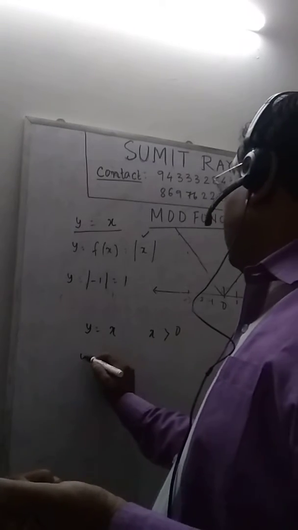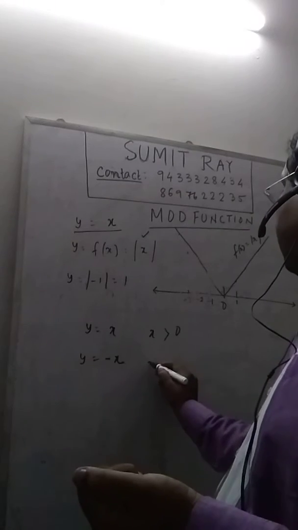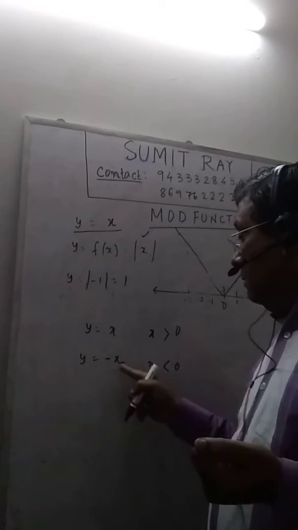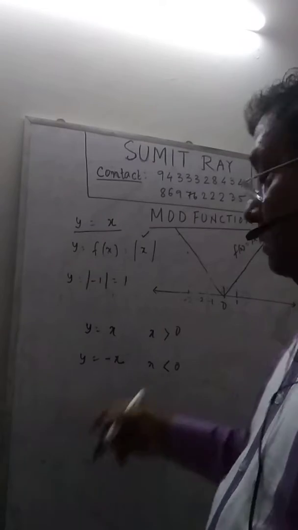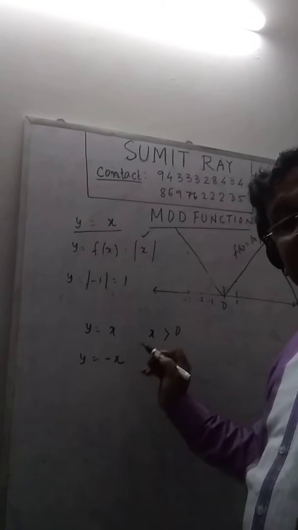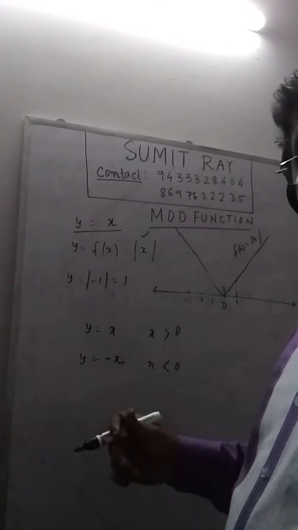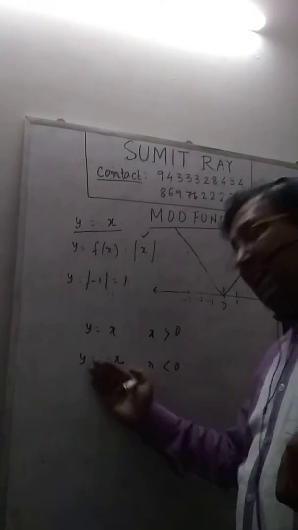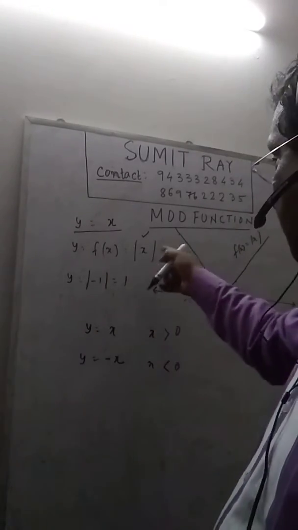So we can say that y is equal to minus x. If I put x is equal to minus 1, minus of minus 1 is equal to 1. Put x is equal to minus 2, minus of minus 2 is equal to 2. Put x is equal to minus 3, minus of minus 3 is equal to 3. So the values of y always produce a positive value. Whatever the value of x, positive or negative, the y value is always positive because of these functions.